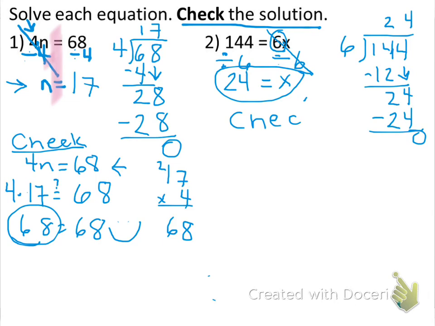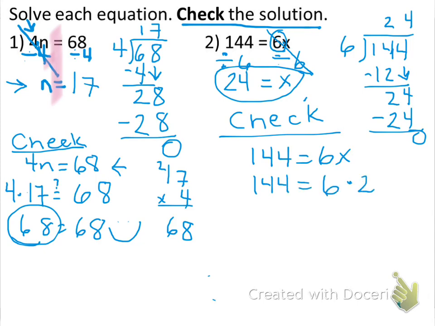Sorry about that. We need to do our check. So the first thing is to write our equation: 144 is equal to 6x. Now instead of writing x, we need to substitute in 24. So we have 144 equals 6 times 24.